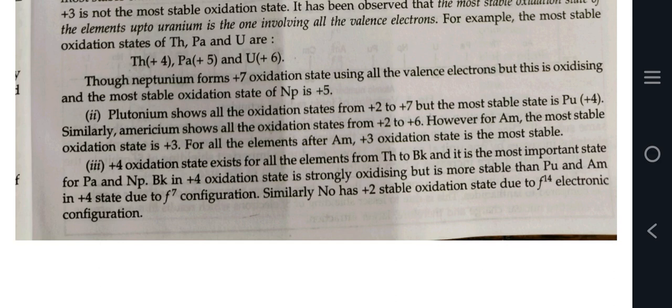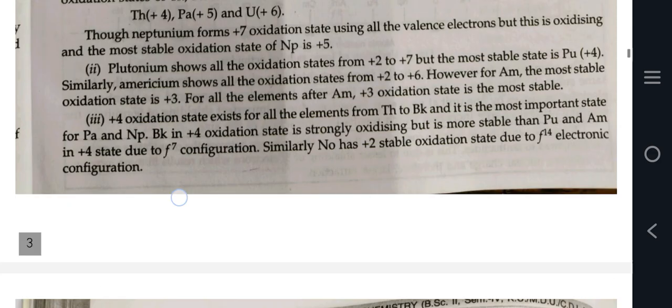Third, the +4 oxidation state exists for all the elements from Th to Bk, and it is the most important state of Pa and Np. Bk in the +4 oxidation state is strongly oxidizing but is more stable than Pu and Am in the +4 state due to the 5f7 configuration. Similarly, No has a stable +2 oxidation state due to the f14 electronic configuration.